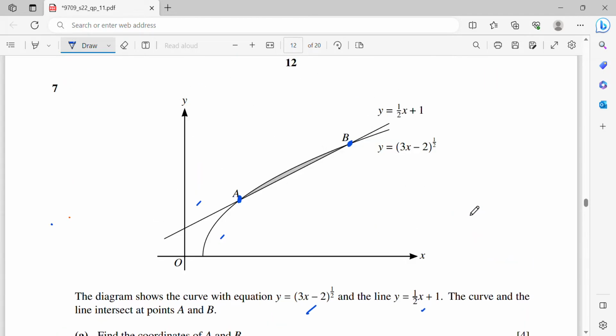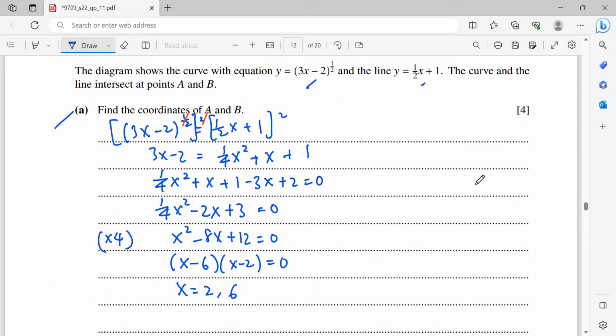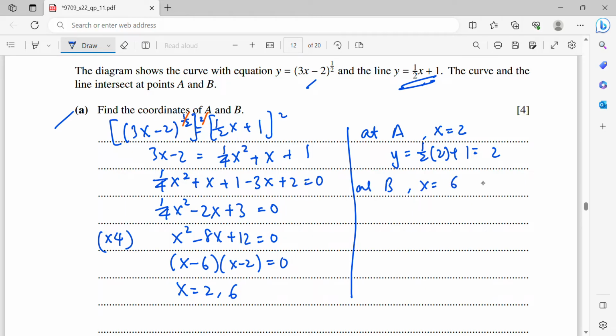So obviously your A is with x coordinate 2 and the B is with x coordinate 6. Right, the x coordinates. So after you found this, then you can just substitute into the straight line equation to get the y coordinates. So now at A means that the x equals to 2, the y is half bracket 2 plus 1, which is 2. Okay, at B means that the x is 6, so the y is half times 6 plus 1, which is 4. So from here, I will just rewrite my A is with coordinates 2, 2, my B with coordinates 6, 4.